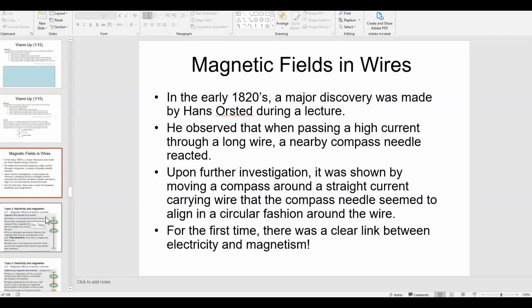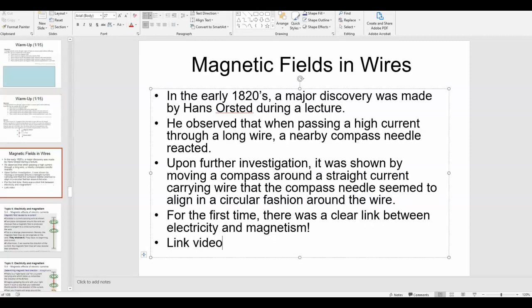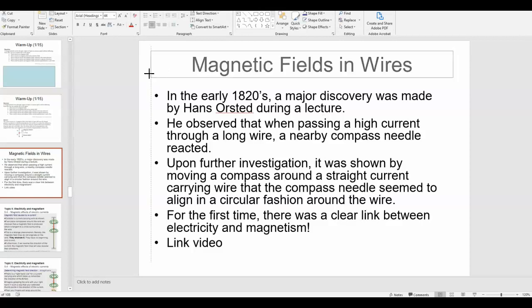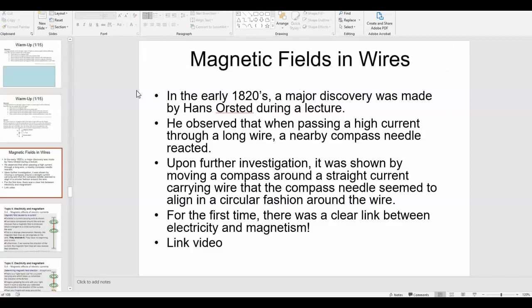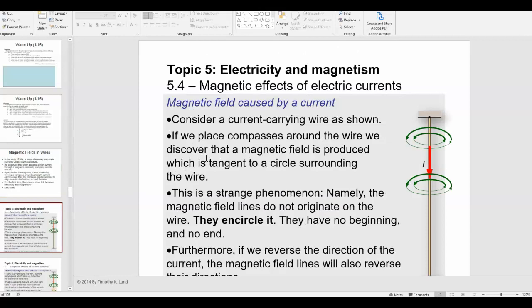I will also link a video where you can see this demonstration done with iron filings, just so you can visually see the shape of the magnetic field created around a straight wire with current. And the shape of that field is actually a circle.